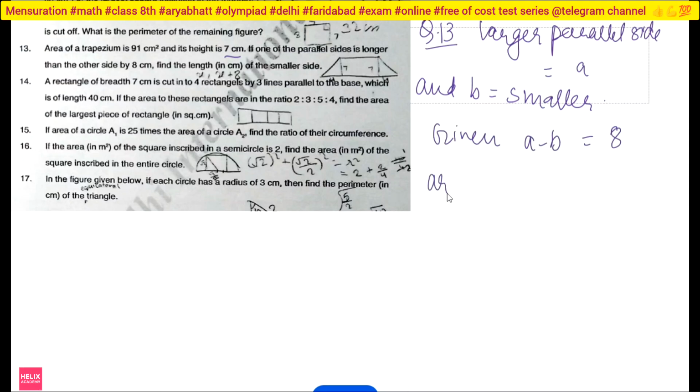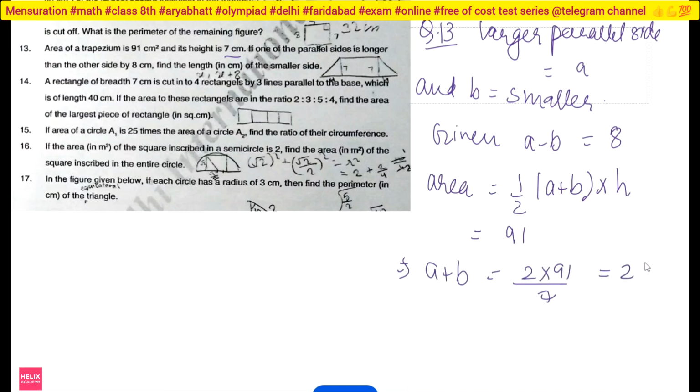Okay, so area, I know, is half (A plus B) into H, which is equal to 91, given. So I can say A plus B is nothing but 2 into 91 by 7, which is 26, right? So A minus B is 8, A plus B is 26. Can I solve these two? Solving these two, I am getting A equal to 17 and B equal to 9.